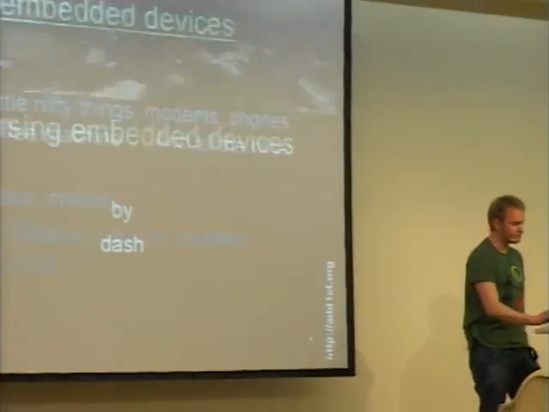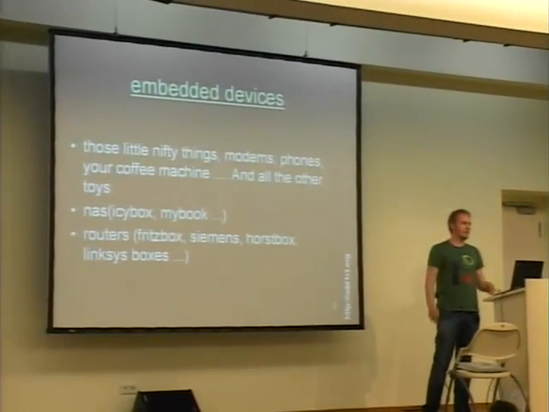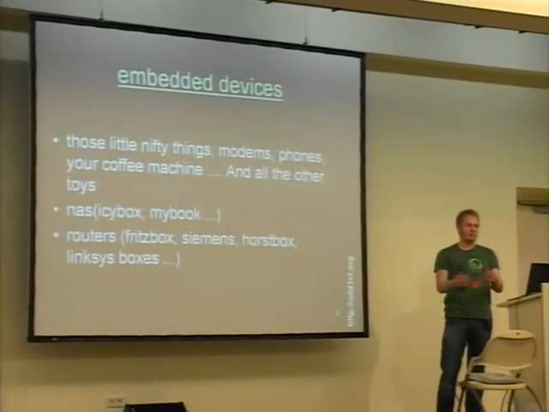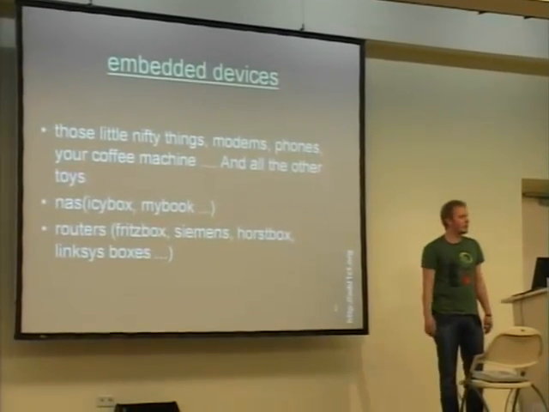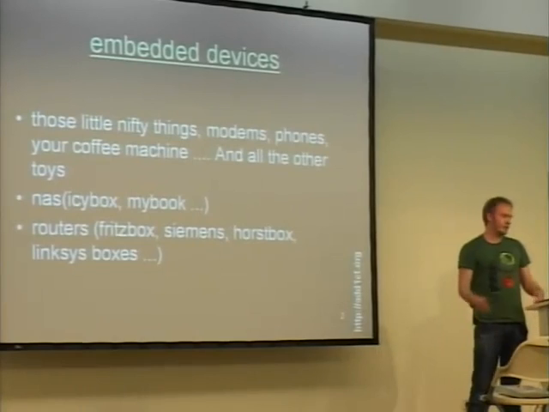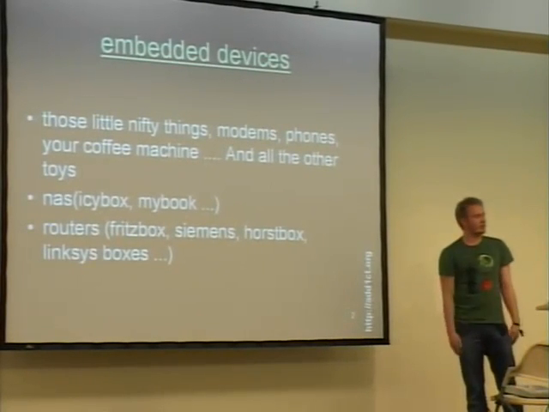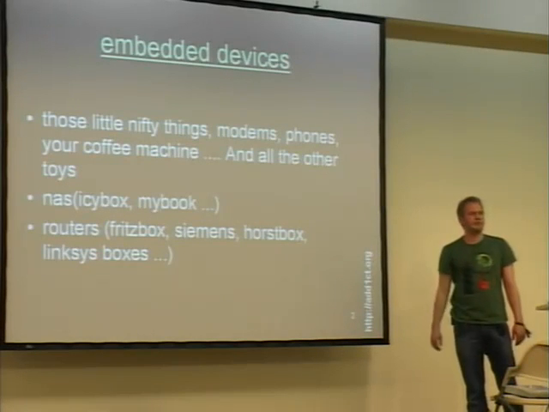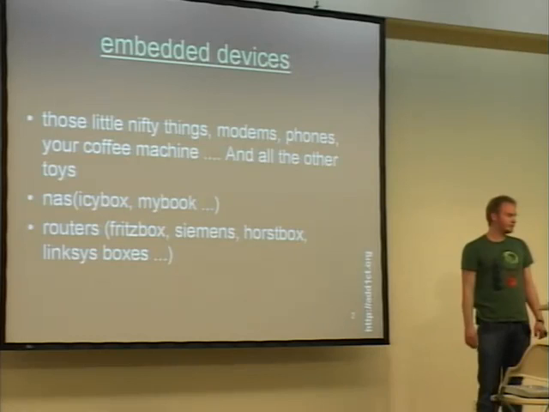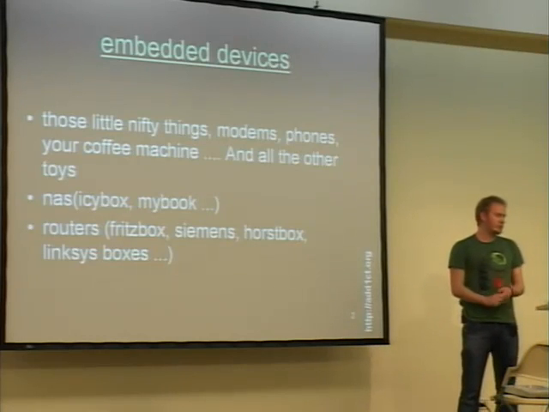Okay, here we go. Embedded devices, you know, it's all those nifty small things you can find everywhere nowadays. You have it in your mobile phone. It is actually your mobile phone, modems, maybe your coffee machine someday, your refrigerator, everything. For example, a NAS, a network attached storage device from IZBox or Western Digital MyBook, or routers like the Fritzbox, Siemens Hausbox, Linksys boxes.